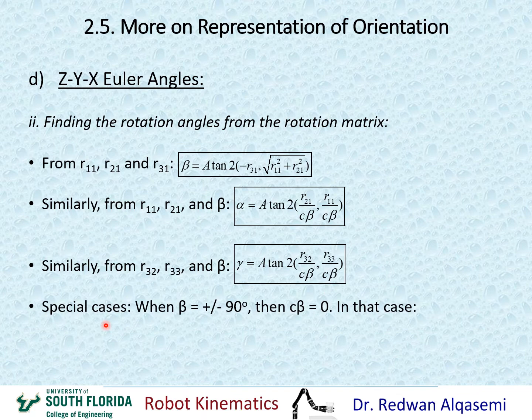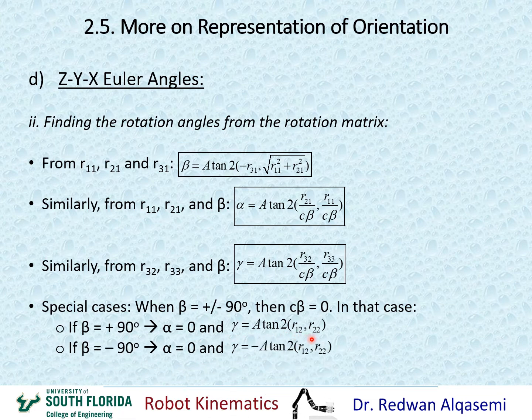Again we have the same special cases here. When beta equals positive or negative 90 degrees, cosine beta would be 0, which means the denominator in these values would be 0. That would be division by 0, which makes these equations non-usable. So in that case, if beta equals positive 90 degrees, then alpha is always 0 and gamma is atan2 of R12 and R22. And when beta is negative 90 degrees, alpha is always 0 again, and gamma would be negative atan2 of R11 and R22.